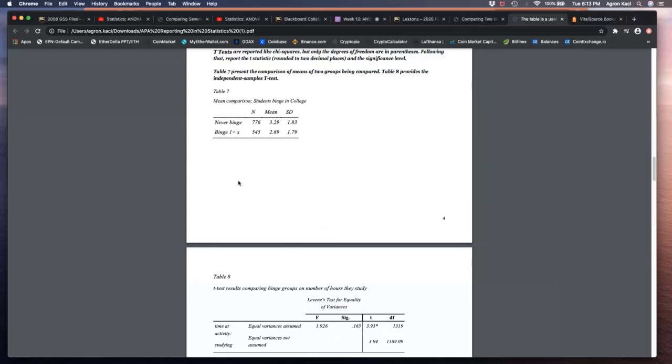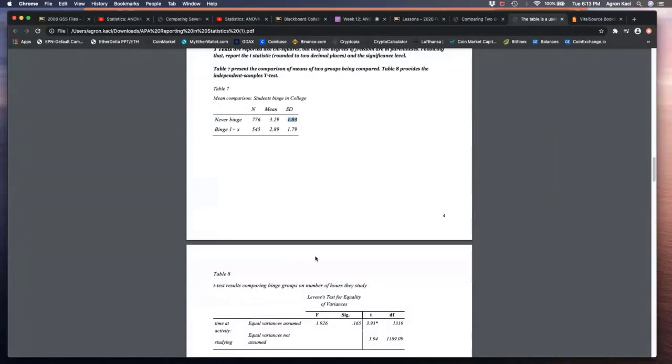But generally, there are only two tables that you have to report. One is the mean comparison, where you compare the mean of the two groups. For example, here is the group that was never binge drinking, and the other one that was binge drinking one or more drinks. So in this case, that's the mean value. The n is the sample size for the groups, and then the standard deviation, which you always have to report.